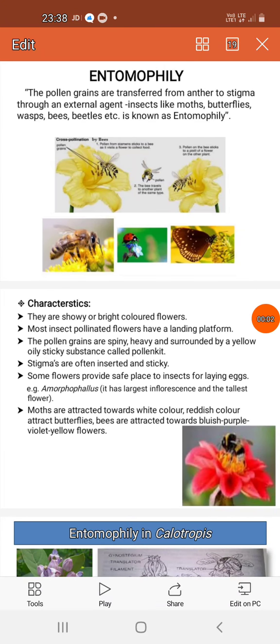Hello friends, once again welcome all of you to the botany lecture. In continuation with the last lecture, today we will see another mechanism of pollination, that is entomophily.